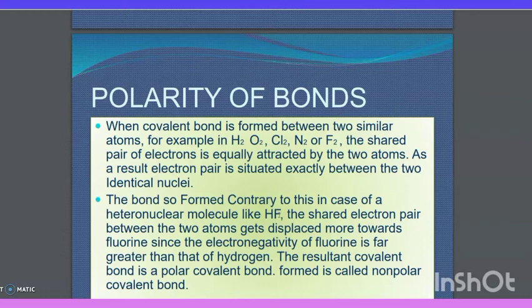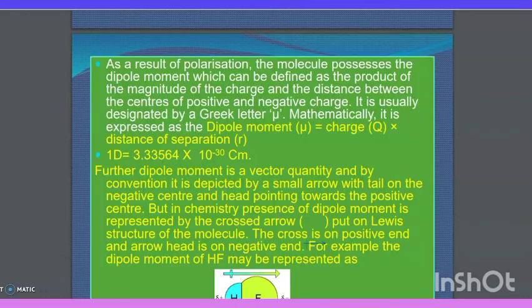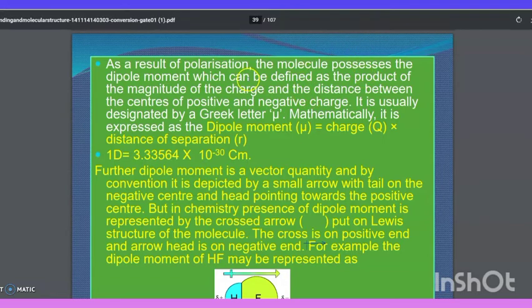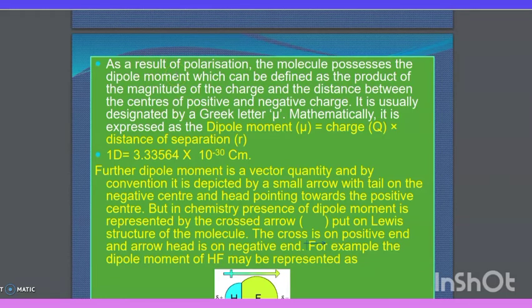So there is the formation of a polar covalent bond. This process is known as polarization. As a result of polarization, the molecule possesses a dipole moment. We can define dipole moment as the product of the magnitude of the charge and the distance between the centers of positive and negative charge. It is designated by the Greek letter mu. Mathematically, we can represent it as charge times distance of separation. For example, in hydrogen fluoride, it is the charge times the distance between these two atoms.